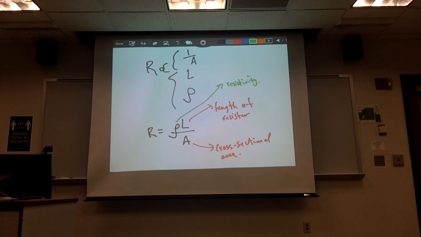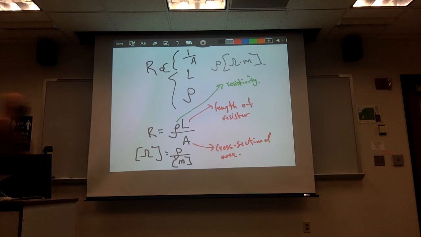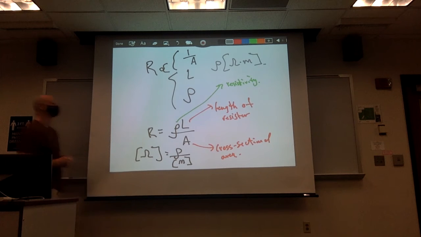If I do some dimensional analysis, what I know is I have to have ohms on this side. On this side, I have a meter divided by meter squared, which means this is equal to rho divided by units of a meter, which means that rho itself has to have units of ohm meters. So this is what rho is. I need that extra meter here to kill out the meters from down here.